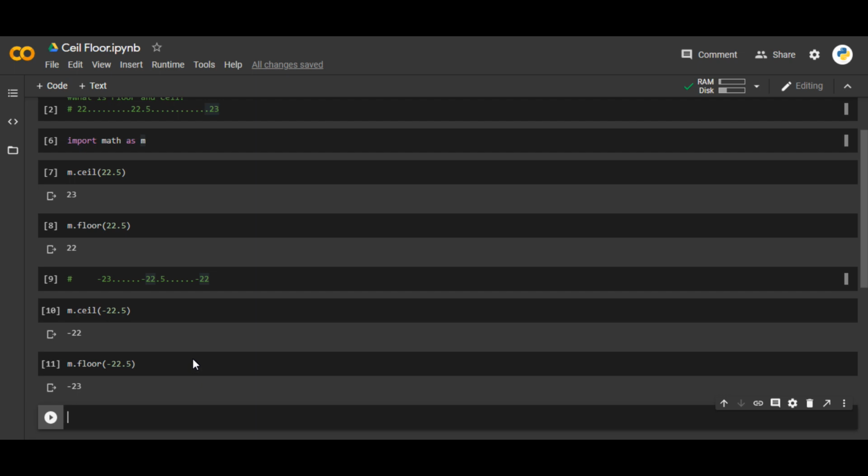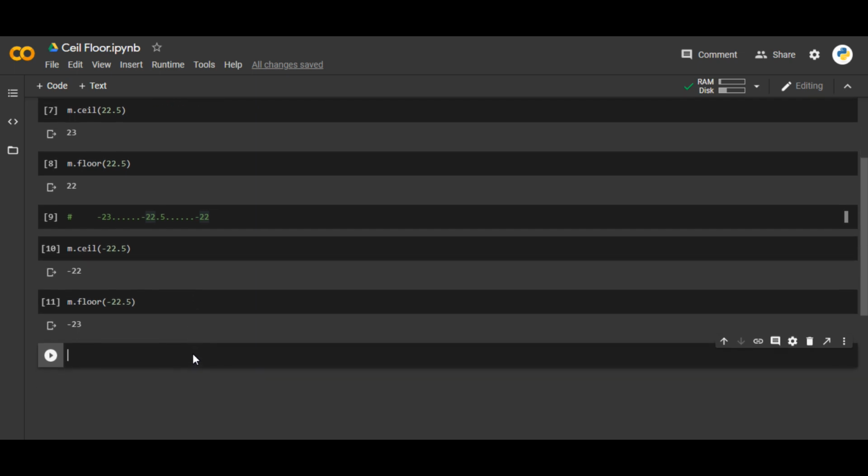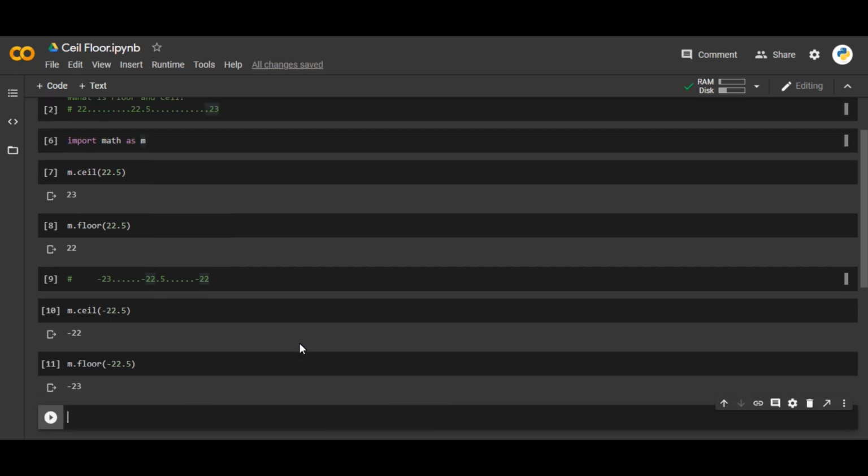So this was all that you need to know about floor and ceil functions in Python and how to use them. So remember that you have to import this math library for these functions.